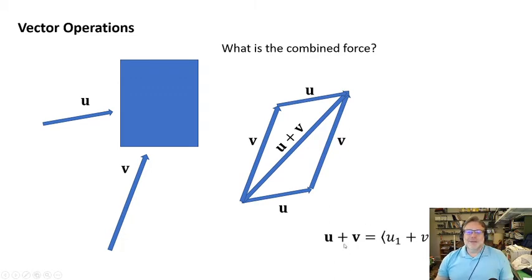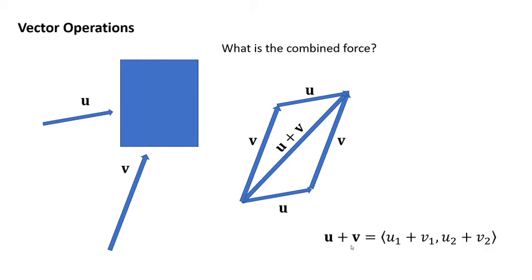And another way in which we can show that is that the way we take two vectors, u and v, and add them together is to add all of the x components together and then add all the y components together. That gives us a combined value for the vector u plus v.